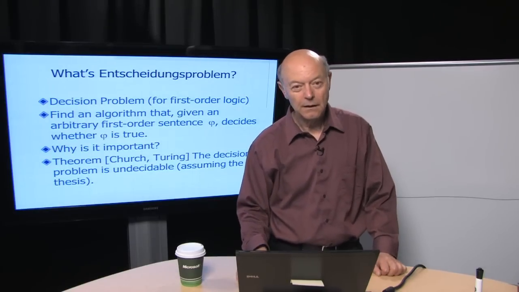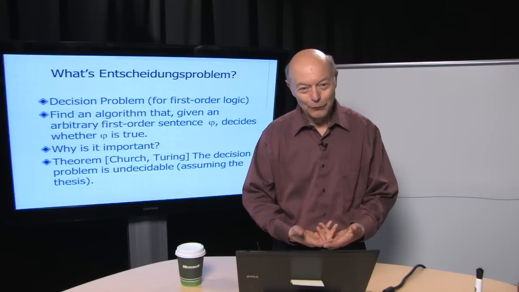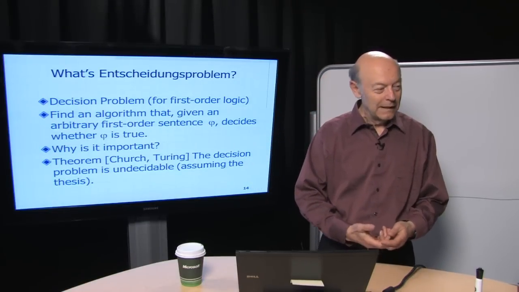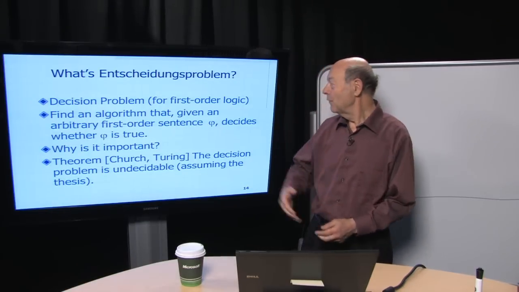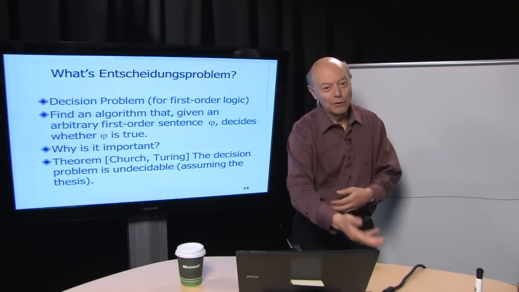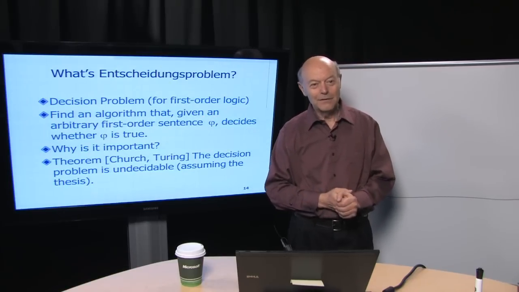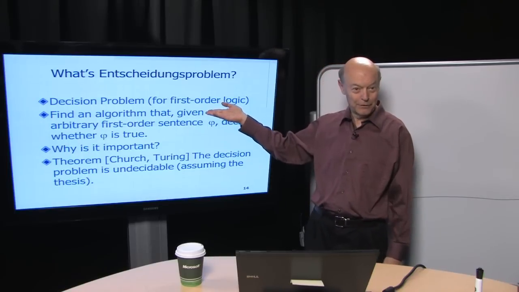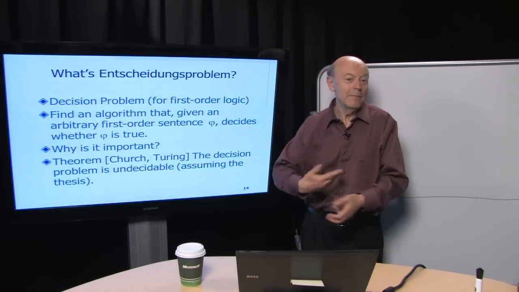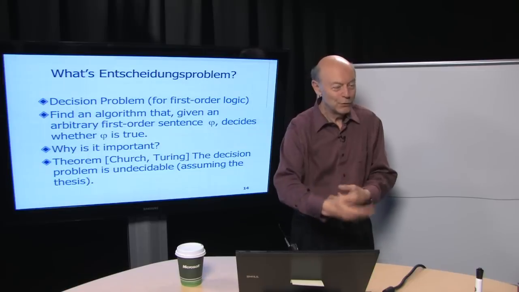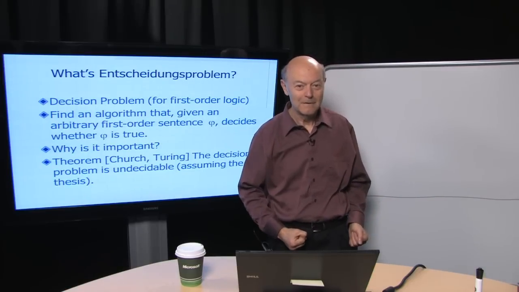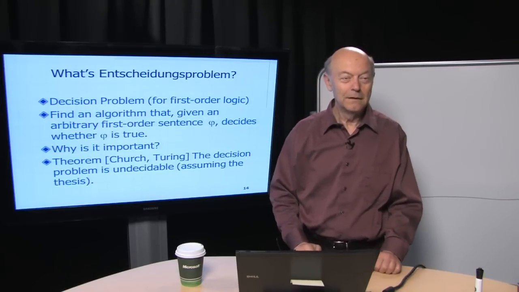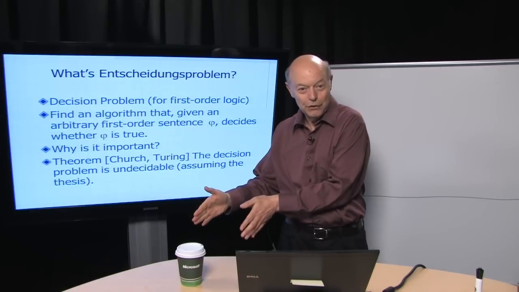Was Turing's disproof the same as the halting problem? Was that kind of his disproof of this? First he proved the halting problem undecidable. And then he showed that in this logic, you can speak about the halting problem. And so if there were an algorithm for first-order logic, then the same algorithm could be used to solve the halting problem. Okay, it's like a proof by contradiction. By reduction. Yeah, he reduced the halting problem to the Entscheidungsproblem.